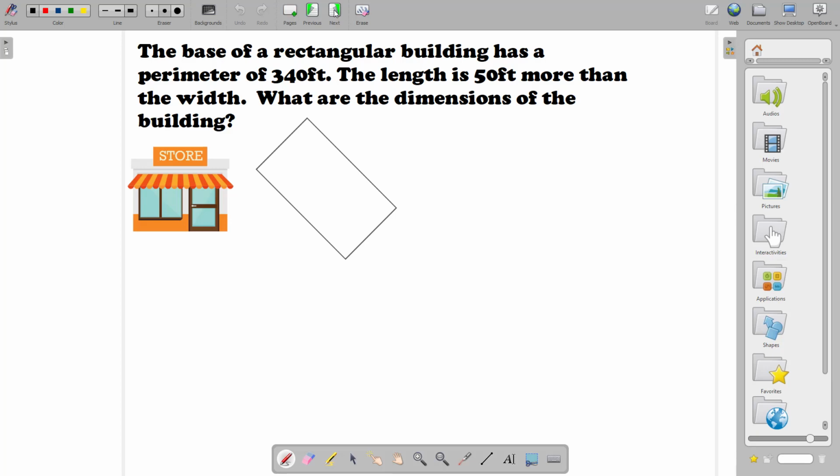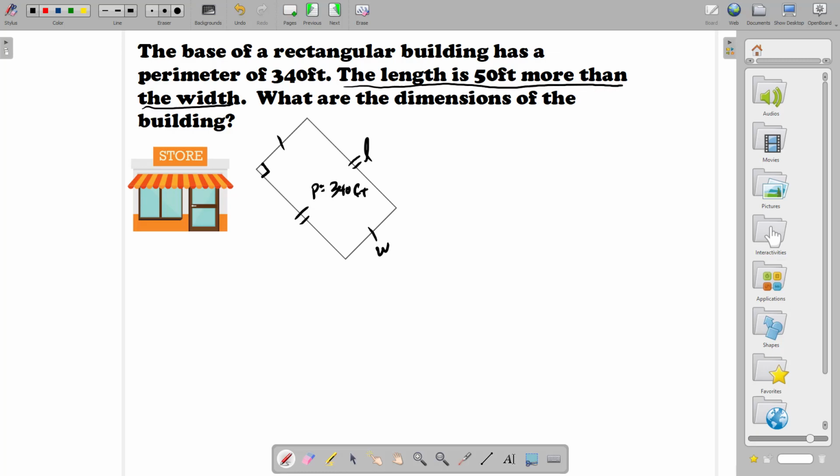Okay, let's check your answer, see if you got it right. We have a building, and the base of the building is a rectangle, so we know we have two sets of congruent sides and a right angle. This is our length, this is our width. I always like to draw a picture, label it. It tells us the perimeter is 340 feet.